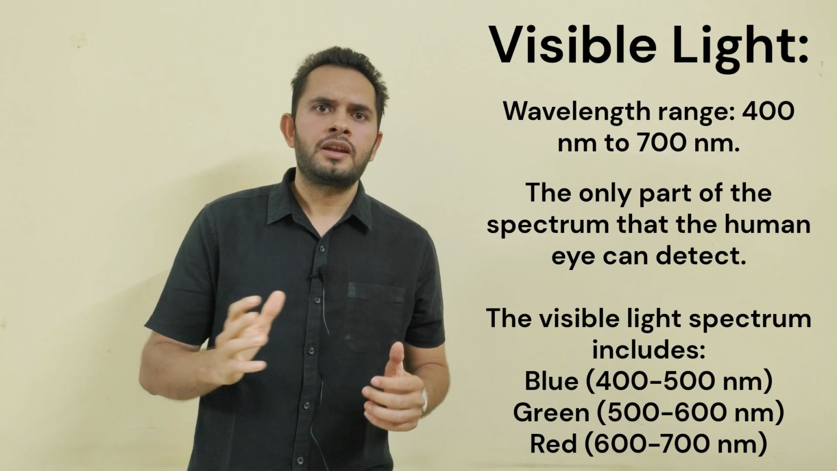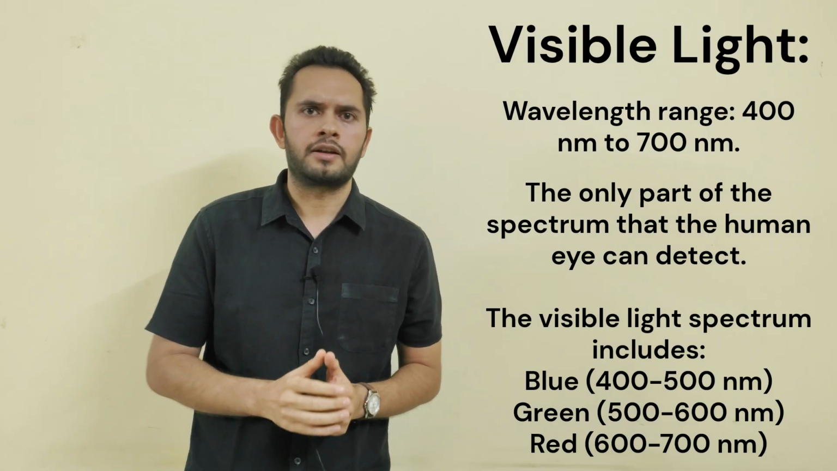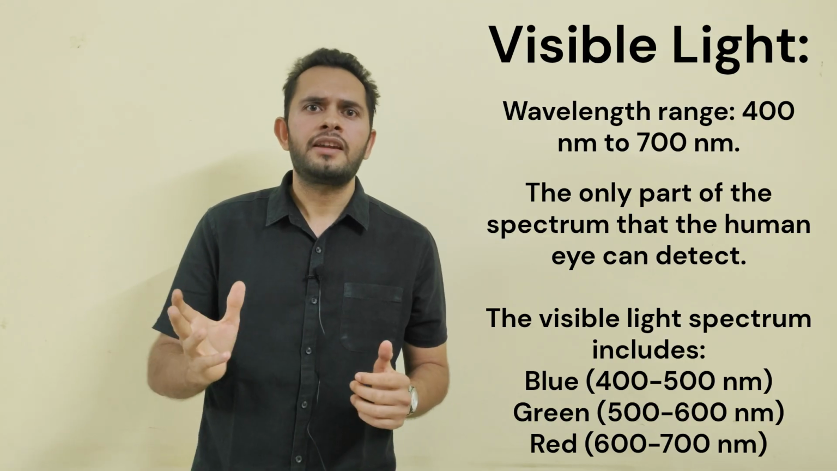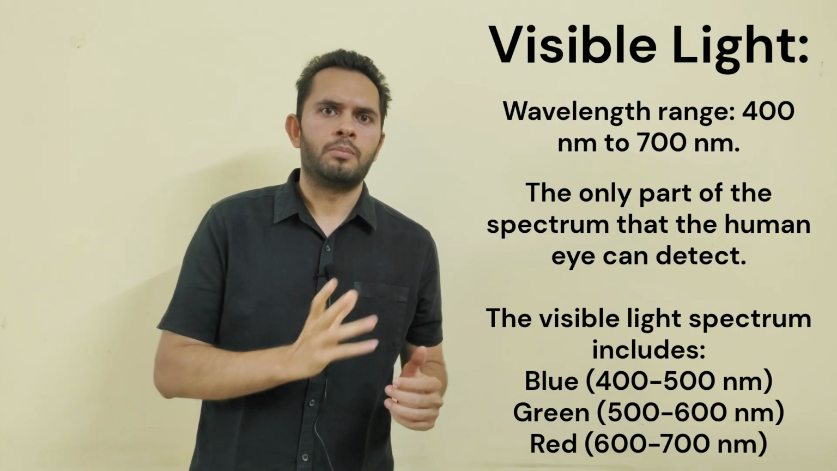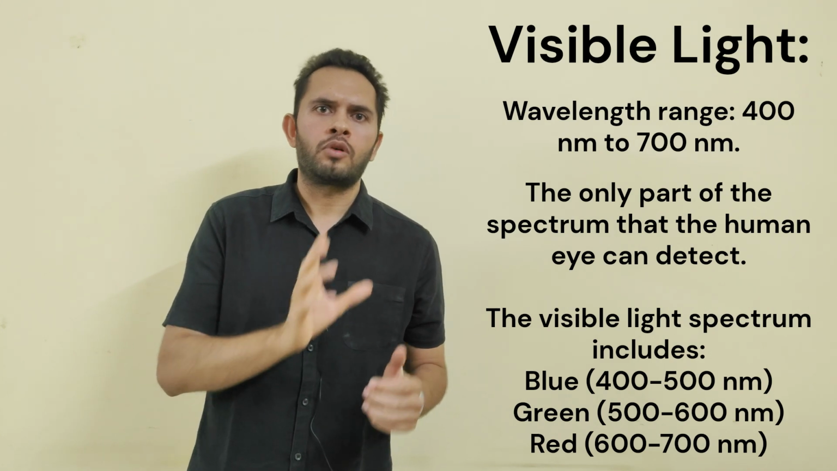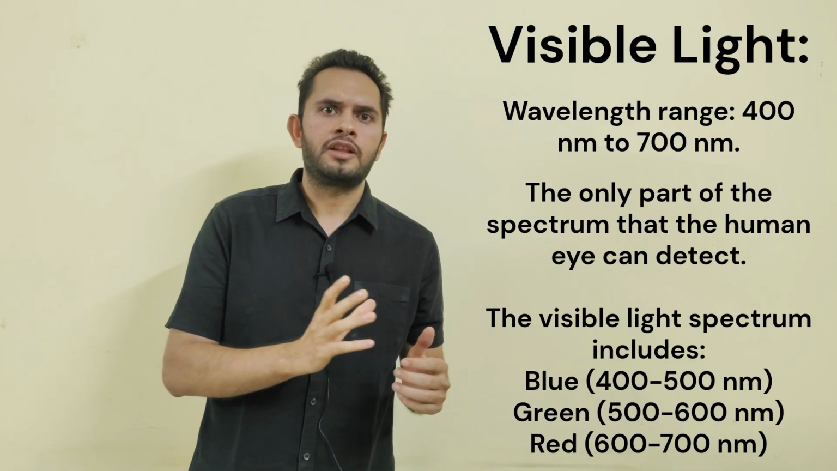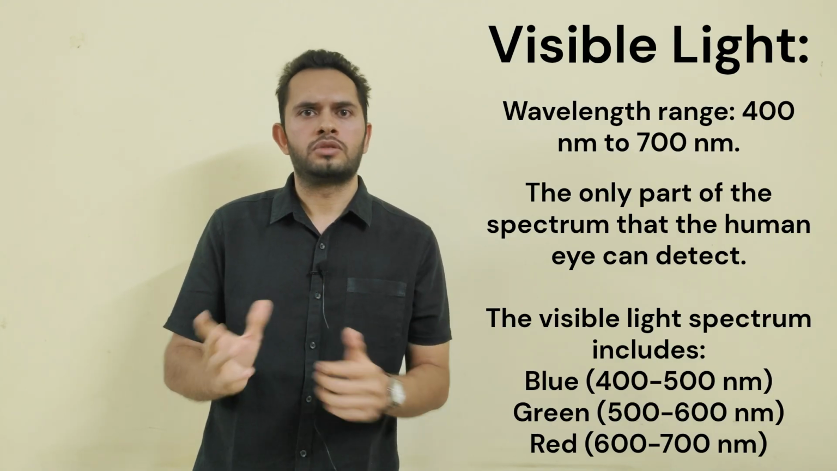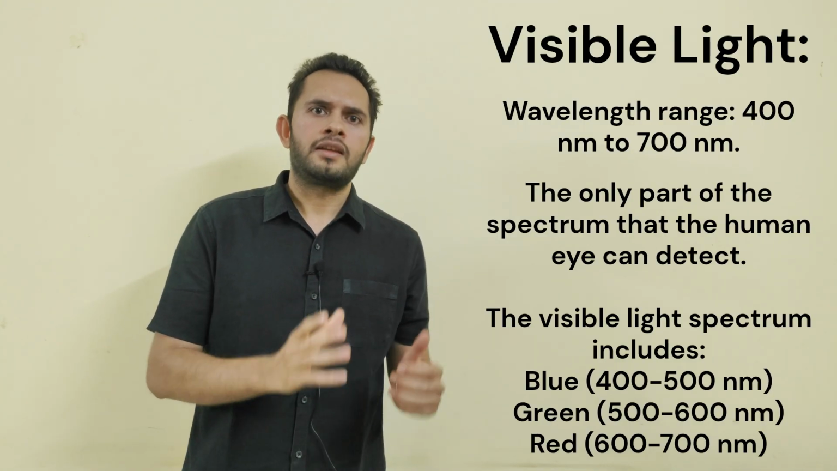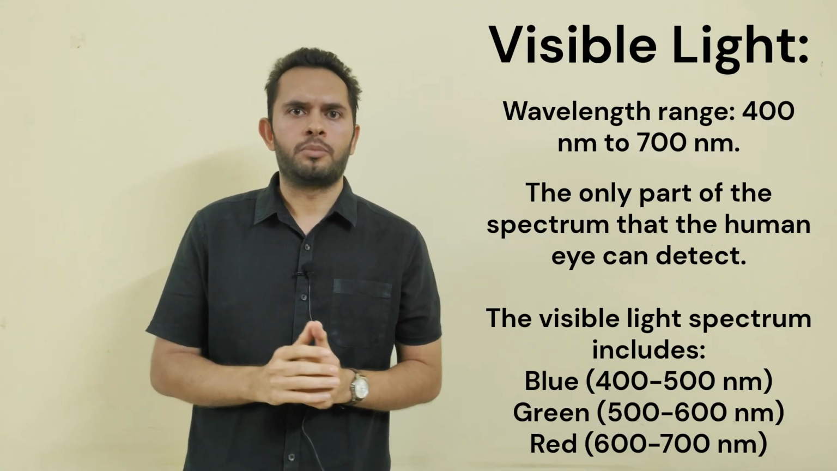The fourth region is visible light. Visible light has wavelength between 400 nanometer and 700 nanometer. It can again be divided into three: blue, green and red. Blue has wavelength of 400 nanometer to 500 nanometer, green has wavelength between 500 nanometer and 600 nanometer, and red has wavelength between 600 nanometer and 700 nanometer.